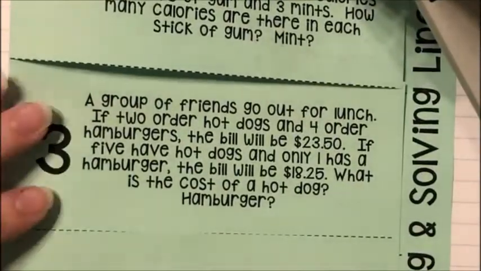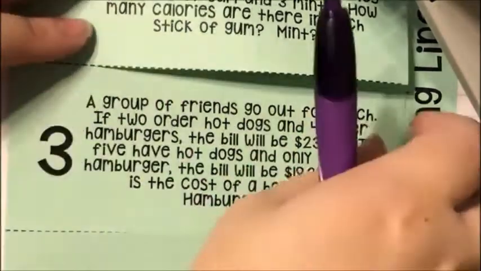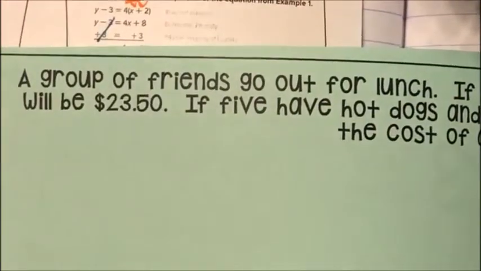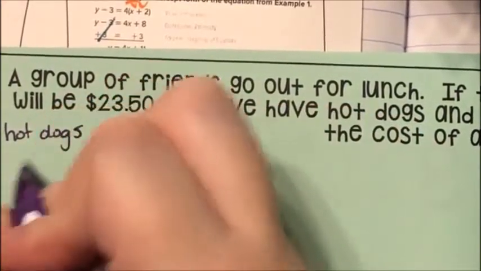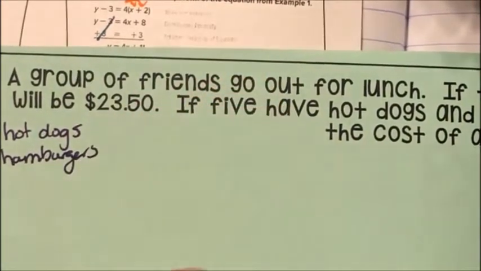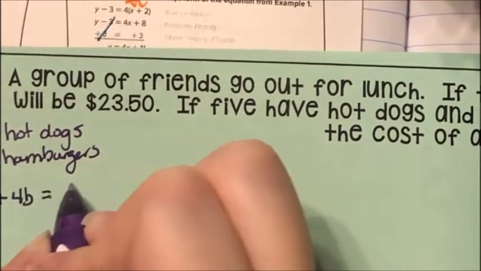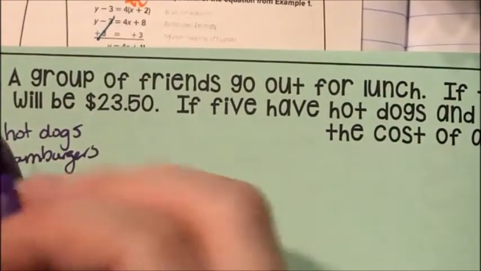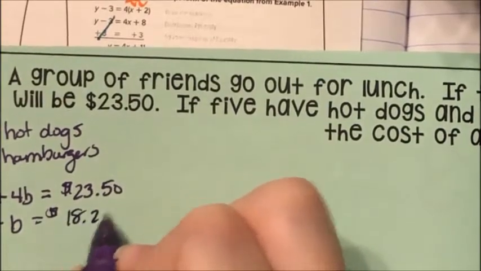Number 3 says a group of friends go out for lunch. If 2 order hot dogs and 4 order hamburgers, the bill will be $23.50. If 5 have hot dogs and only 1 has a hamburger, the bill will be $18.25. What is the cost of a hot dog and a hamburger? Okay, so I'm going to use this information to create 2 equations. First I'm going to say H equals my hot dogs and B equals my hamburgers. So 2 hot dogs plus 4 hamburgers is $23.50. And then 5 hot dogs plus 1 burger equals $18.25.